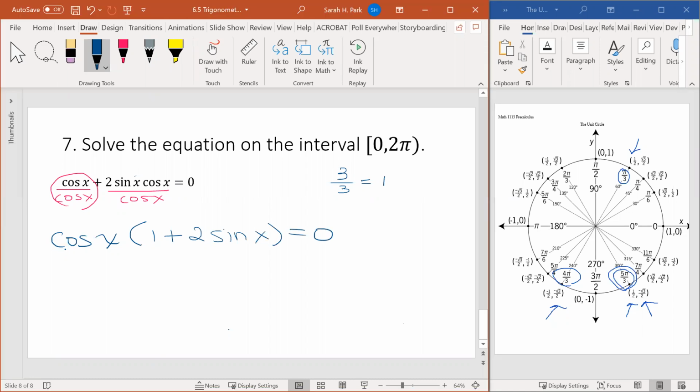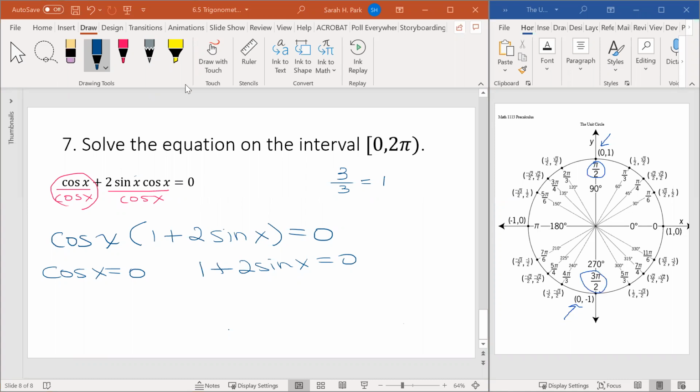You got 2 factors, cosine of x and 1 plus 2 sine of x. So we have to set both of these factors equal to 0. 1 plus 2 sine of x is equal to 0. And cosine of x is equal to 0. Let's look at the unit circle: where is the x coordinate 0? Well, the x coordinate is 0 at pi over 2 and also 3 pi over 2. So the 2 angles that give us 0 as the x coordinate are pi over 2 and 3 pi over 2.